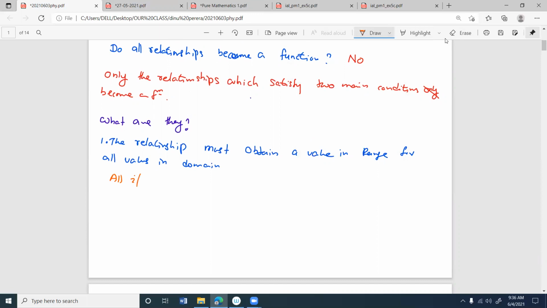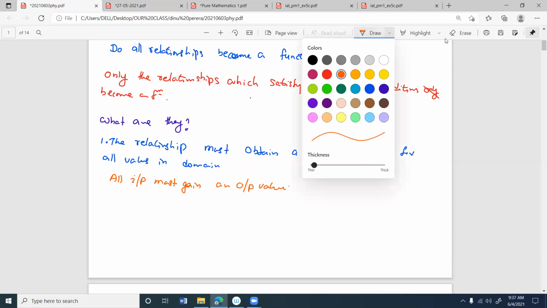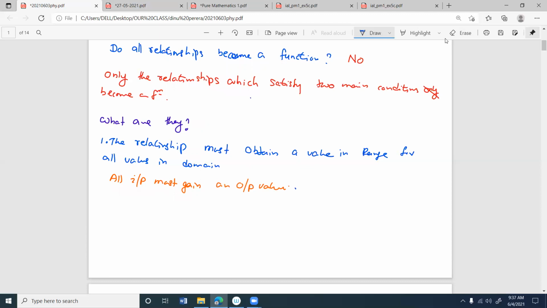All inputs must gain an output value. Whatever the relationship, this is a common fact. Unless you have an answer for all input values, there should be some kind of output answer for each. Are there any situations which are exceptions to this and do not fall into the functional category? That's the fact we need to understand next.